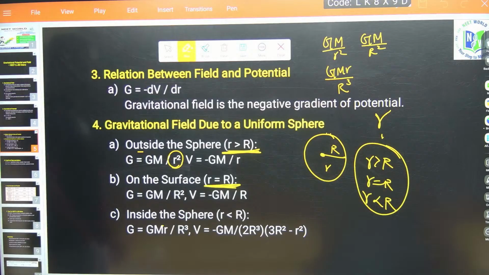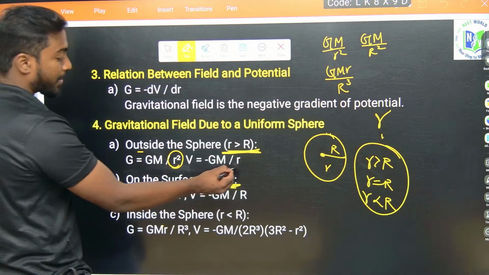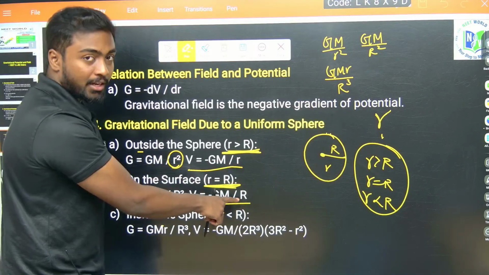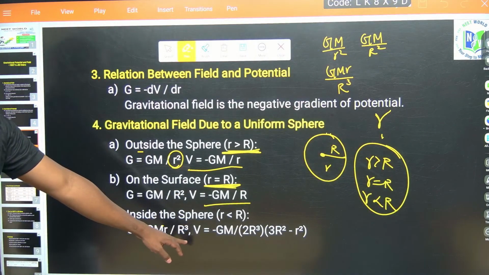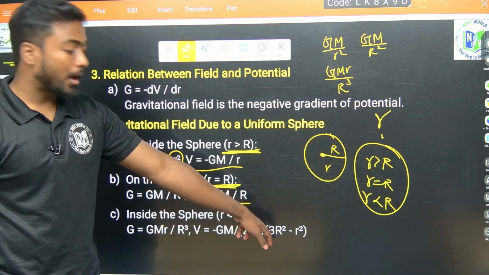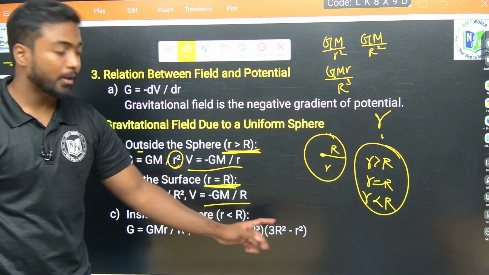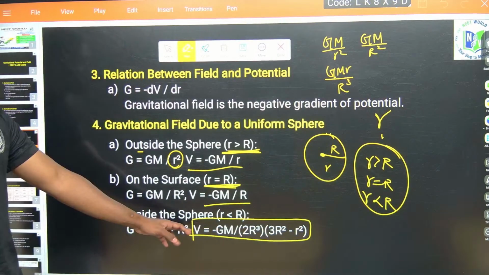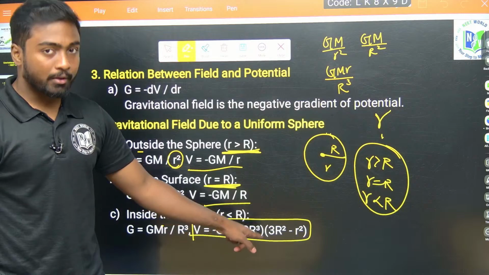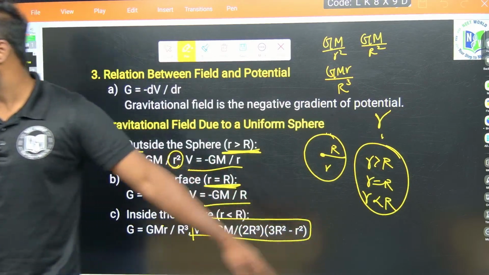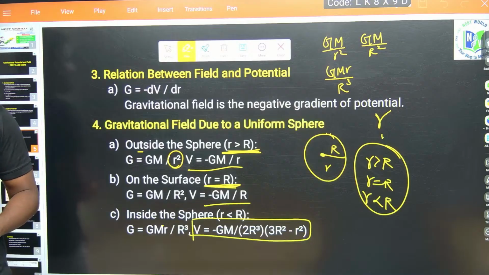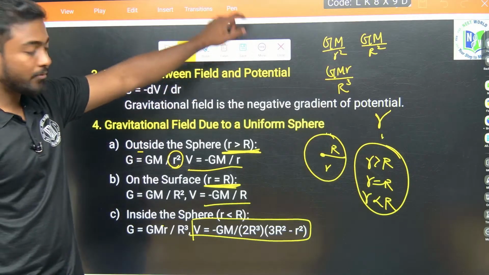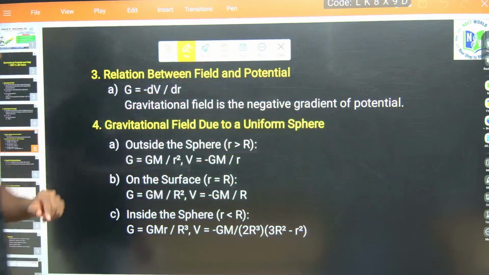So what about the potential? Potential is minus GM by r, okay. Here small r, here capital R. But when it comes to inside the sphere, it is minus GM by 2R cube into 3R square minus r square, okay. This is one of the formulas you need to remember, it's a little bit big: minus GM by 2R cube into 3R square minus r square. Once we complete the formula, we can go for the next. You have taken the formula, right? Yeah, we'll go for the next one.